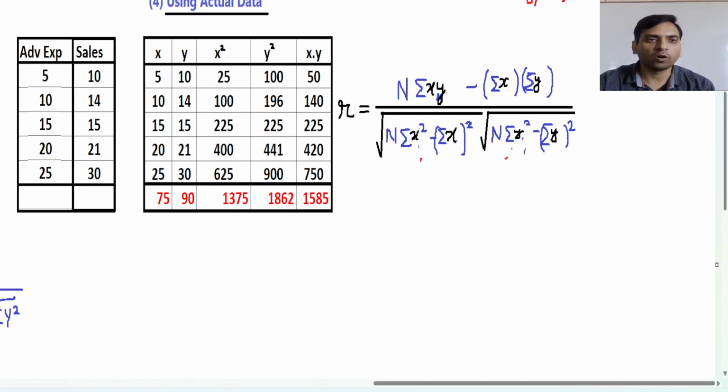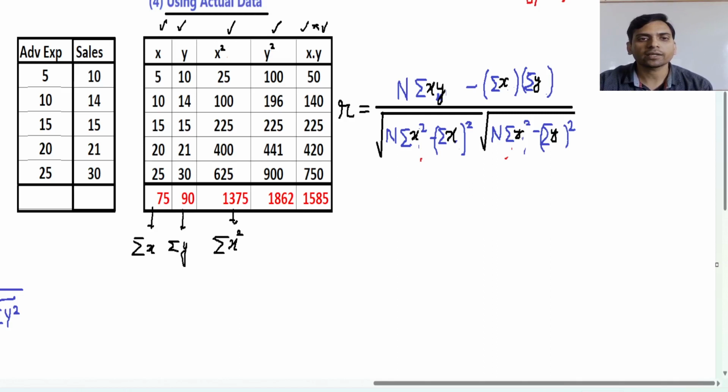So first column we already have x, second column is y. Summation of this column is considered as summation x. Summation of this column is considered as summation y. And then we will prepare a column for x square, square of this column, and then y square, square of this y column, and product of this x and y. This is x into y. So this is the summation of x square, this is the summation of y square, and this is the summation of x into y.